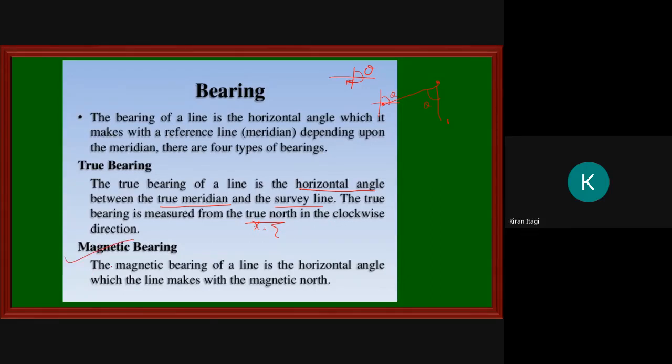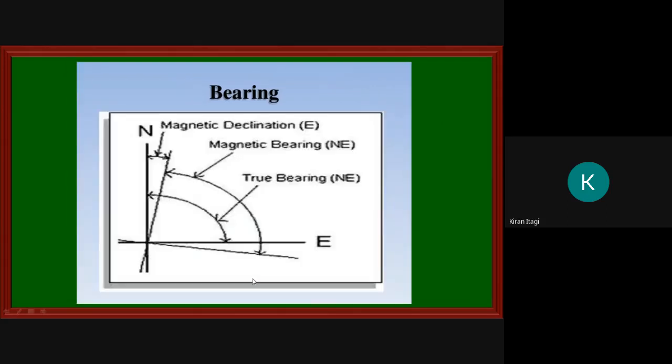What is magnetic bearing? The magnetic bearing of a line is the horizontal angle which the line makes with the magnetic north. Once I show you the figure, you will understand it. So this is the geographical north. If your angle is making with the true north, then we will call it a true bearing.